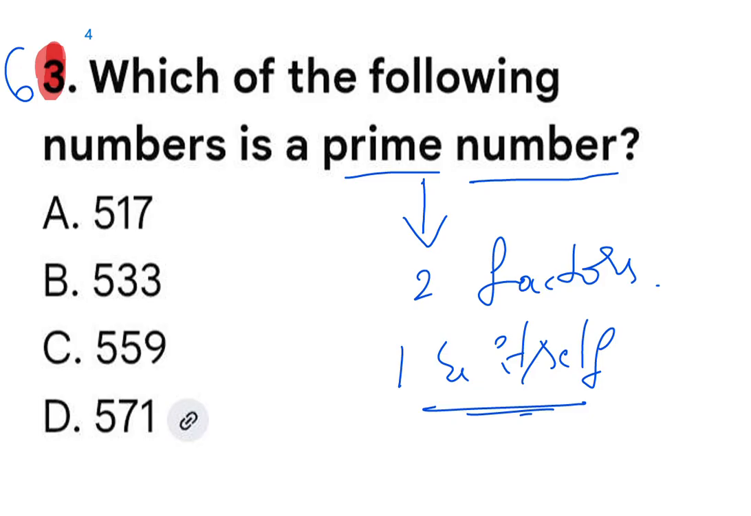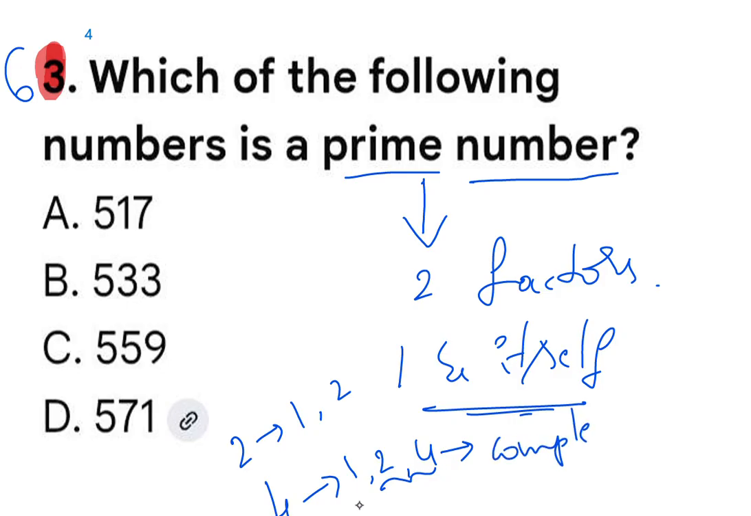Suppose for example you take 2. If I take 2, 2 is divisible by 1 and 2 only. So it is a prime number. If I take 4, 4 is divisible by 1, 2 and 4. Here it is having more than 2 factors. So this is called complex number. Here 4 is divisible by 1 and itself as well as by 2 also. So it is called a complex number.